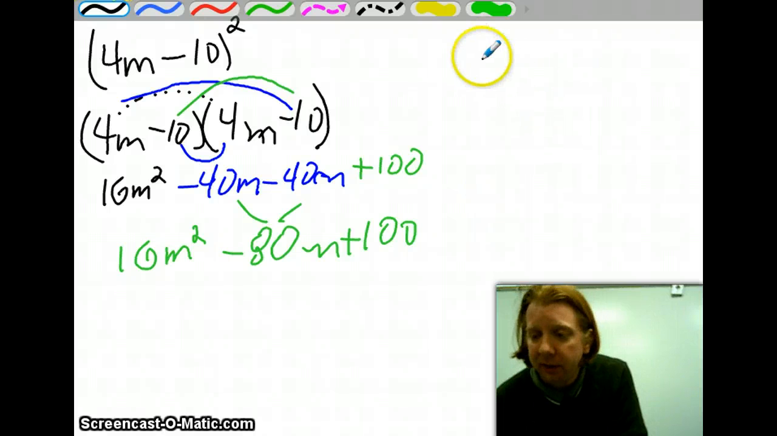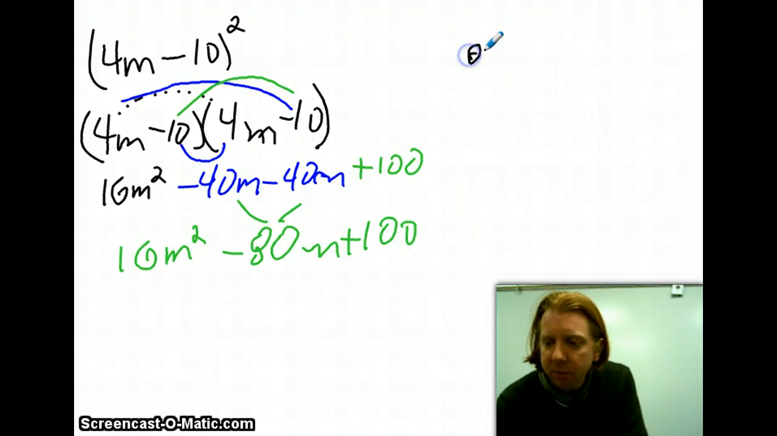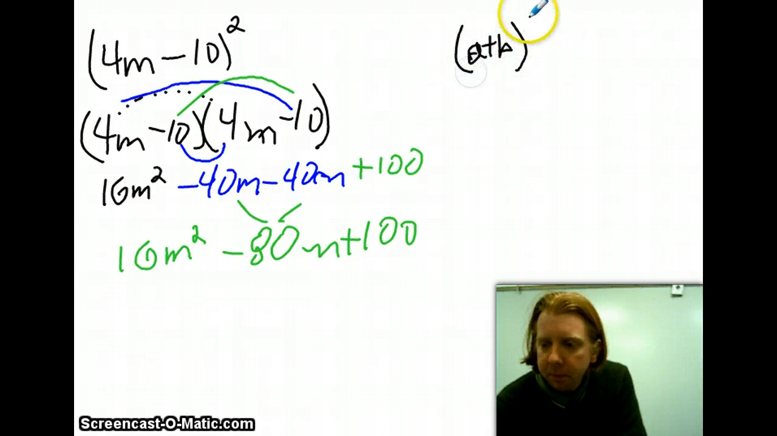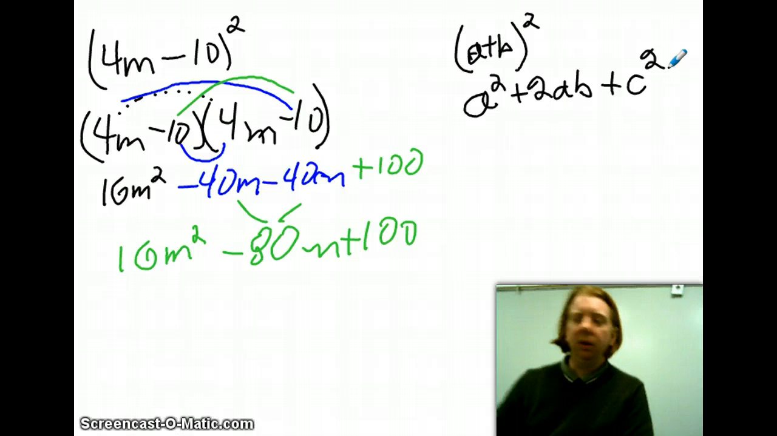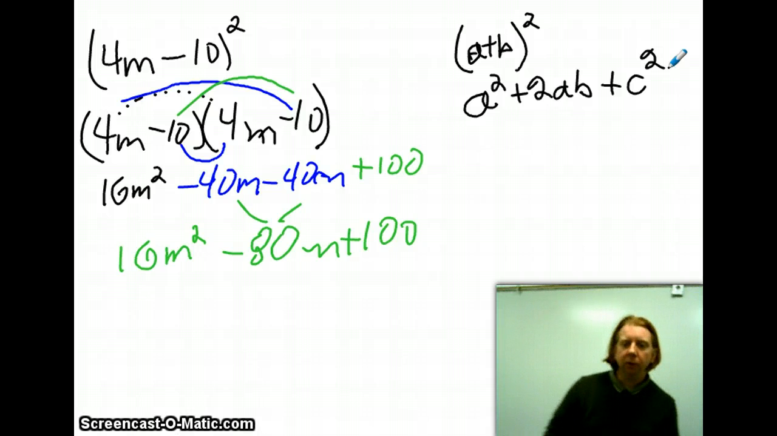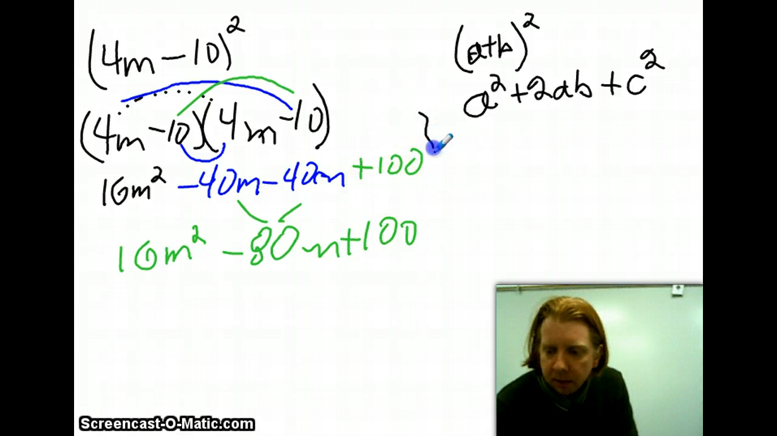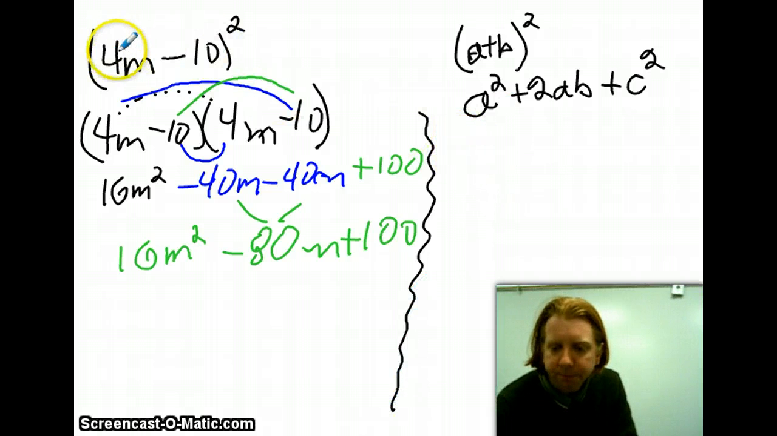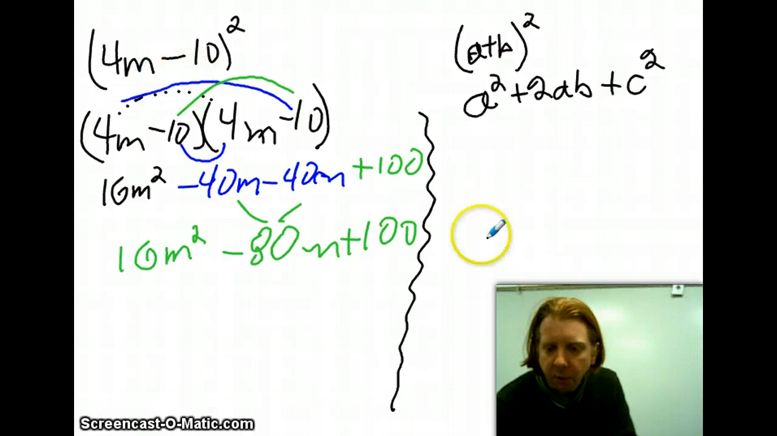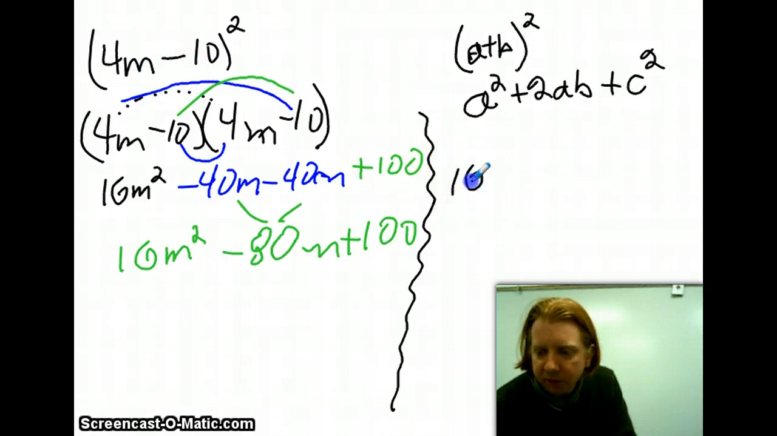According to the rule, if I'm doing a plus b quantity squared, that's a squared, I'm just rewriting the rule down, guys, 2ab plus c squared. So that's the rule. So let's apply it here. So instead of actually foiling it out, let's just take the rule and say, all right, well, take the first guy, 4m becomes 16m squared, because that's 4m squared.